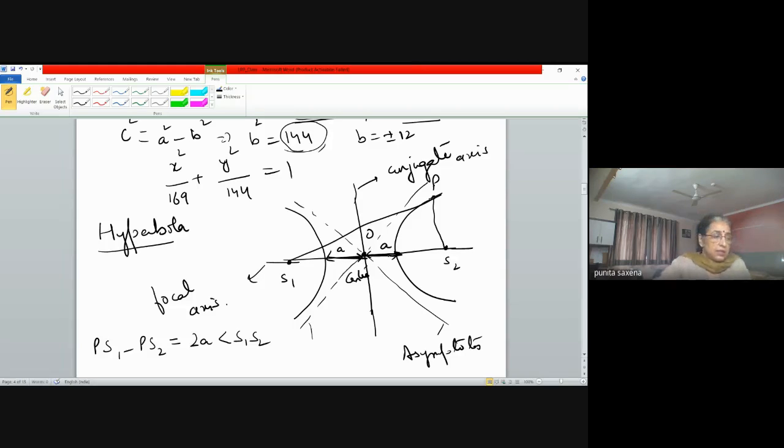from the center to both the vertices, and from the center to one of the foci, again this distance is C units. यहाँ से लेके यहाँ तक. This distance is always C units. ठीक है? So that is why the coordinates of the two foci are (C, 0) and (minus C, 0).